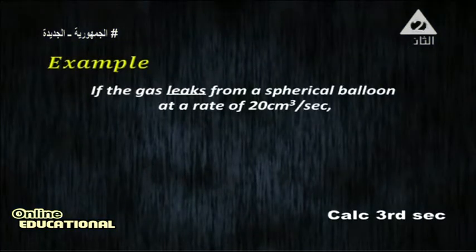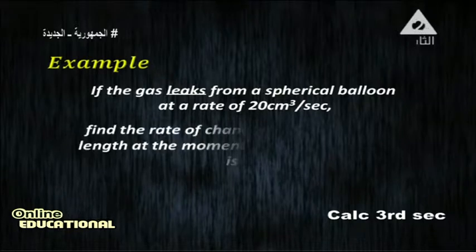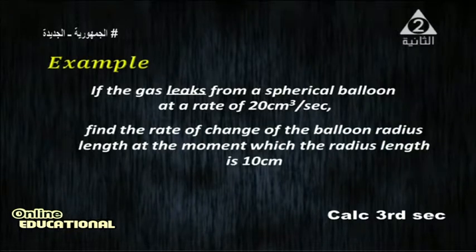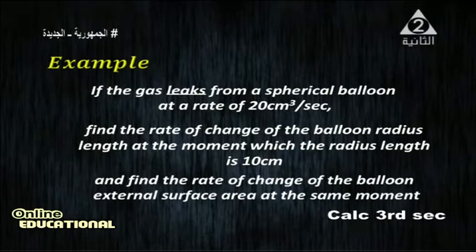Now we move to the next example. If the gas leaks from a spherical balloon at a rate of 20 centimeter cubed per second, find the rate of change of the balloon radius length at the moment at which the radius length is 10 centimeters, and find the rate of change of the balloon external surface area at the same moment.